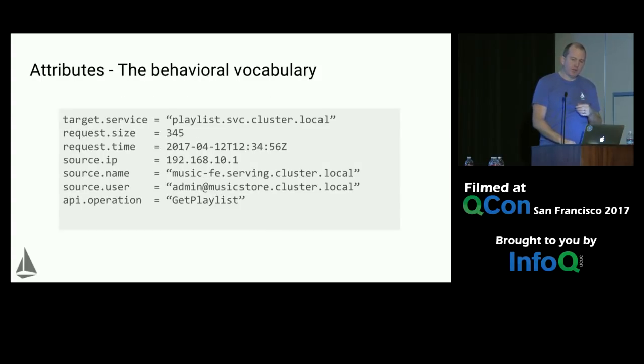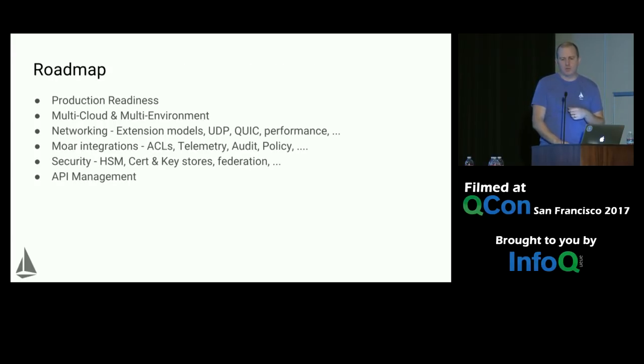So here's some examples of some attributes that we produce, and we call this the behavioral vocabulary. It's a very long list of things. If you go to the site, you can see more of this stuff. Here's a short roadmap, and I think this is probably a good point to switch over to questions.